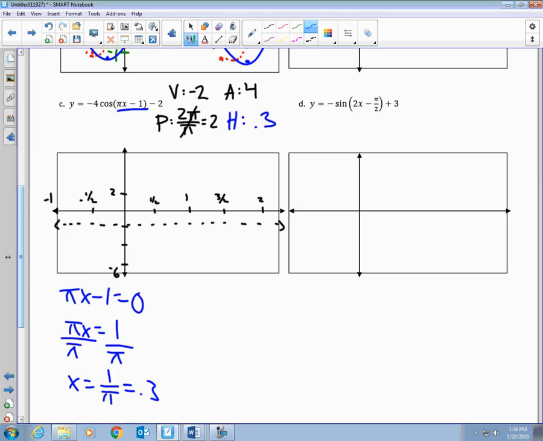But first, let's sketch our ghost graph. This is cosine, so it starts at a max, min, or middle. If you want to start at the max or the min, because it's negative, it will start at the minimum, which is negative 6. From there, will I go up or down? I'll go up. You're at the minimum, so there's nowhere to go but up. Here's my ghost graph.